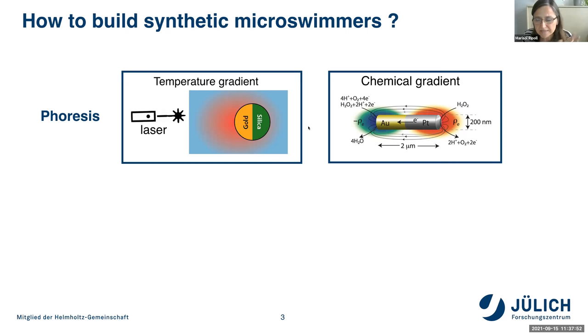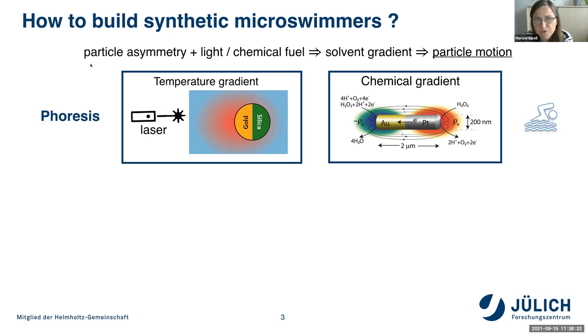So if you imagine a particle that has this asymmetry, for example, in the case of gold silica, and you illuminate this particle with a laser, the gold, which has larger heat conductivity, will become warmer than the rest, and the silica will react to this temperature gradient, going against or towards the gradient. Similarly, if you have a particle on the right, I hope you are able to see my pointer, that has a catalytic reaction or any type of reaction on the surface, the distribution of the components is different along the particle, and that will make this phoretic reaction towards or against the gradient.